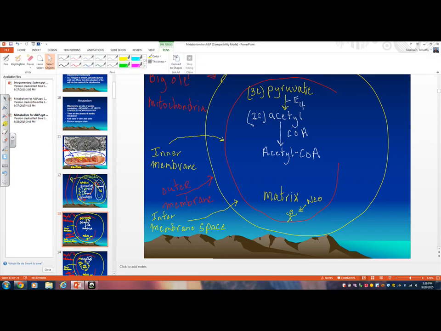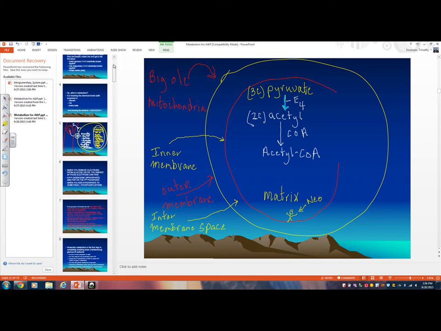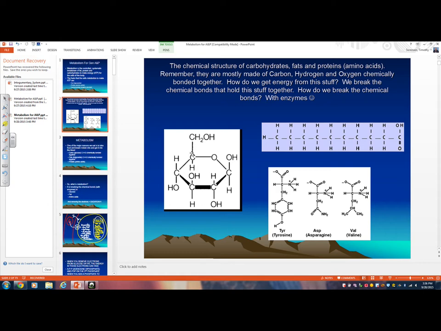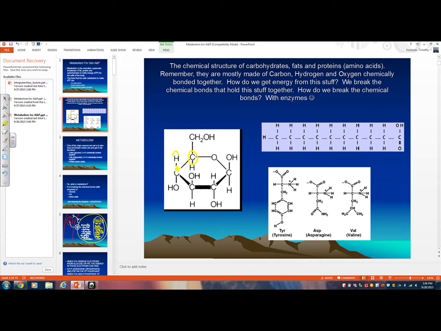So we have pyruvate now in the Krebs cycle, in the matrix of the mitochondria. And as soon as pyruvate gets in there, an enzyme is going to act on it and break chemical bonds. Now, if we look, and again, this is important, what's glucose made out of? It's made out of carbon, hydrogen, and oxygen chemically bonded together. So what happens? The enzymes break those chemical bonds, and they release the electrons, and then NADH2 and FADH2 come in and swoop them up.